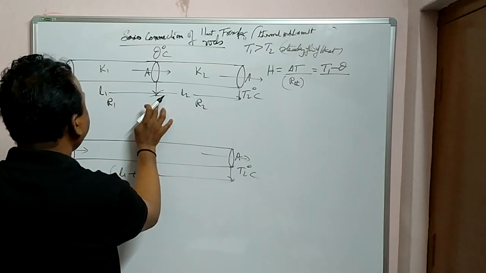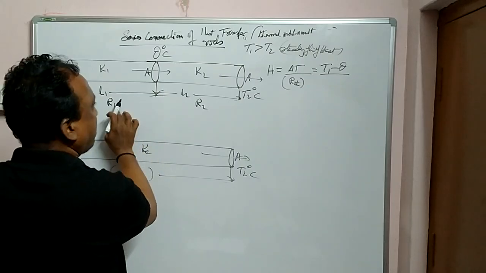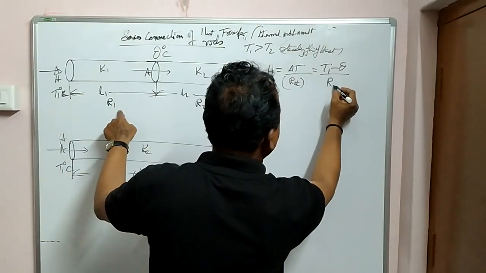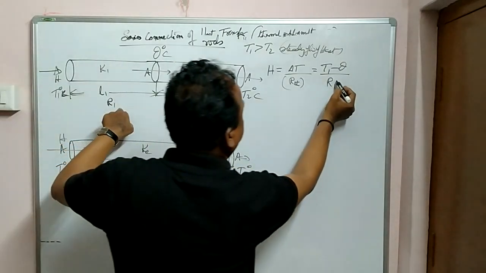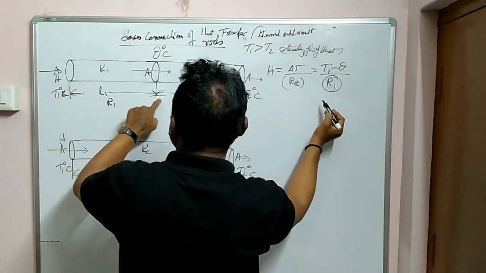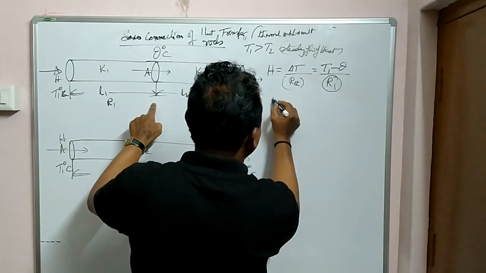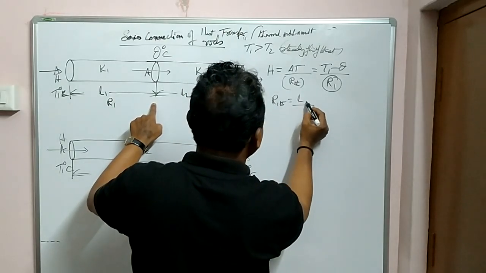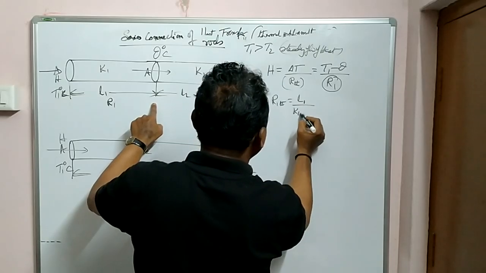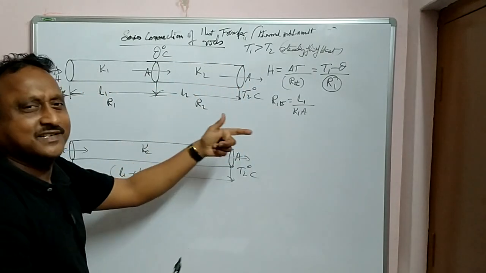What is R thermal here? That is nothing but resistance. Whatever resistance is assumed here, R1. Or you can also write like this. Instead of R1, you can also write R thermal. R1 thermal, I can write as L by Ka. That means L1 by K1A here, I can write in that fashion.